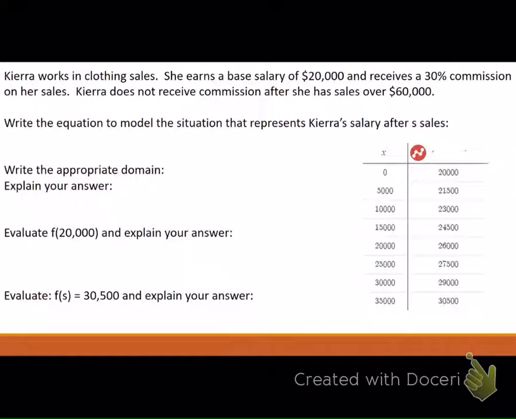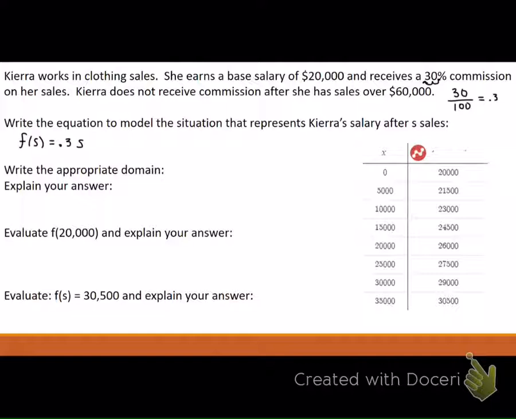Okay. So we are going to write an equation to model a situation that represents Kiera's salary after s sales. So notice that we're using f of s down here. Do you guys see that? Yes. So f of s, she makes a 30% commission on her sales. How do you write 30% as a decimal? 0.30. So I'm going to put 0.3 there. You're dividing by 100 essentially, which is 0.3. Or you move the decimal 2 to the left, however you want to think of that.